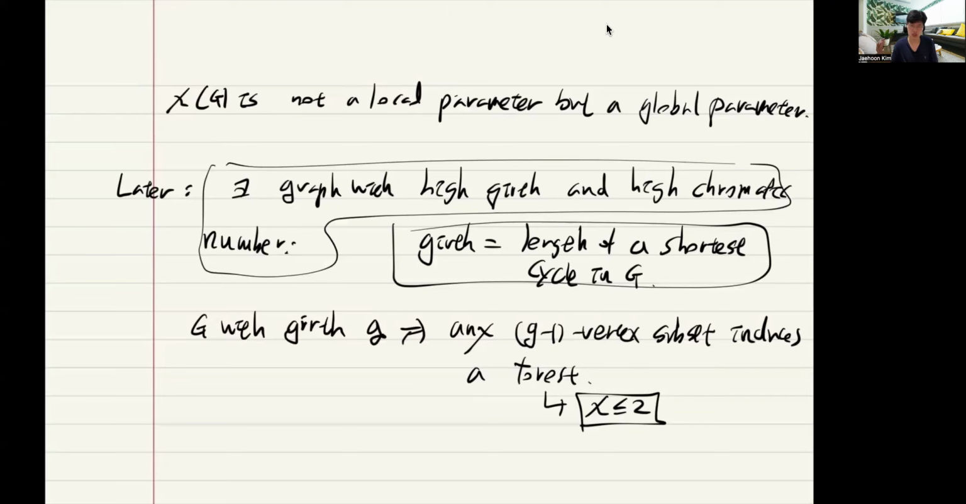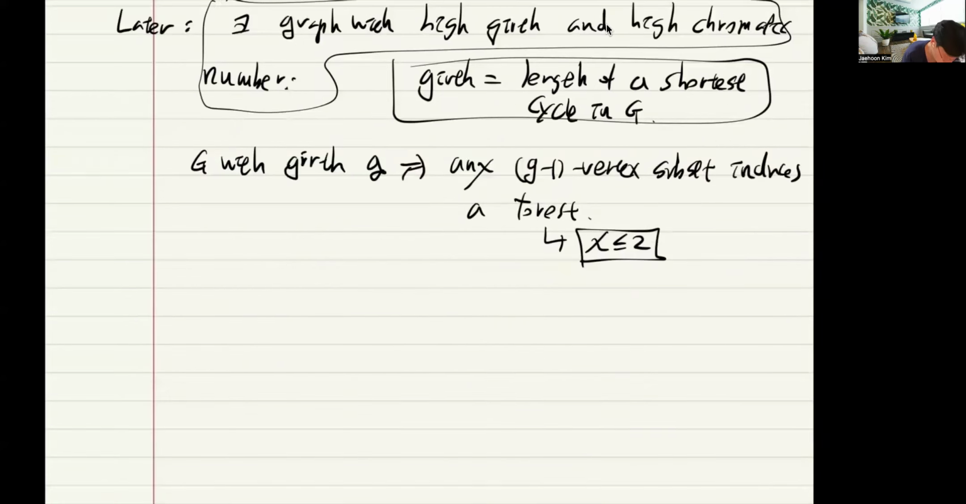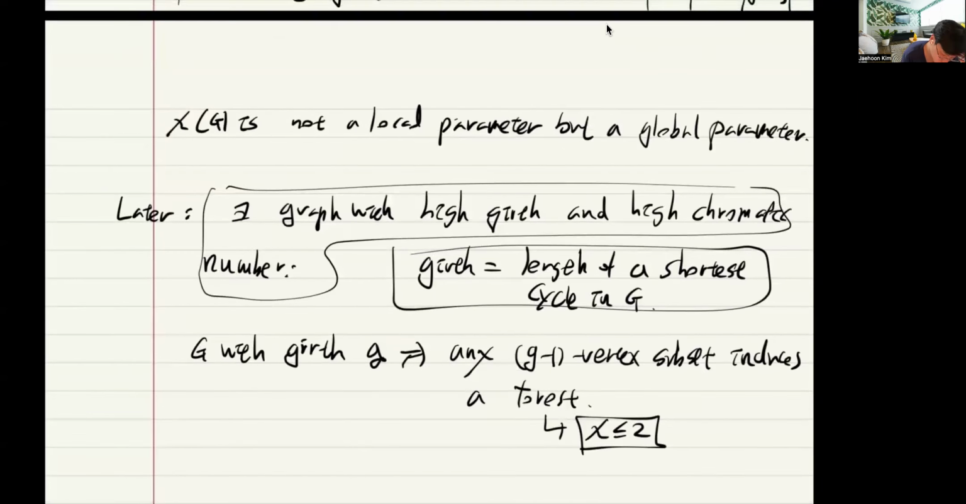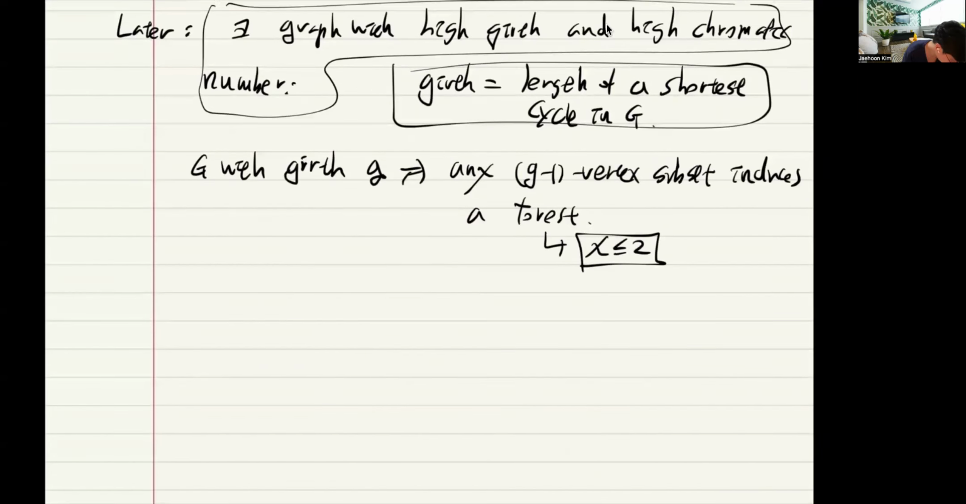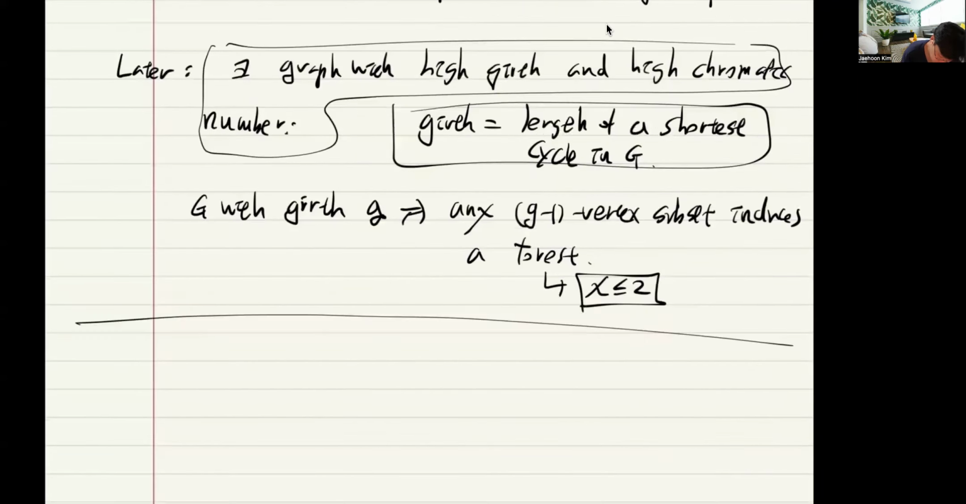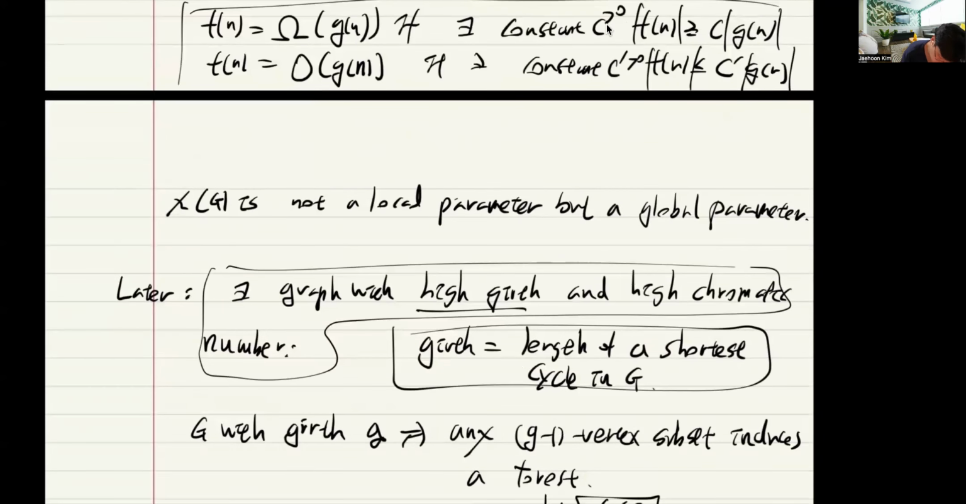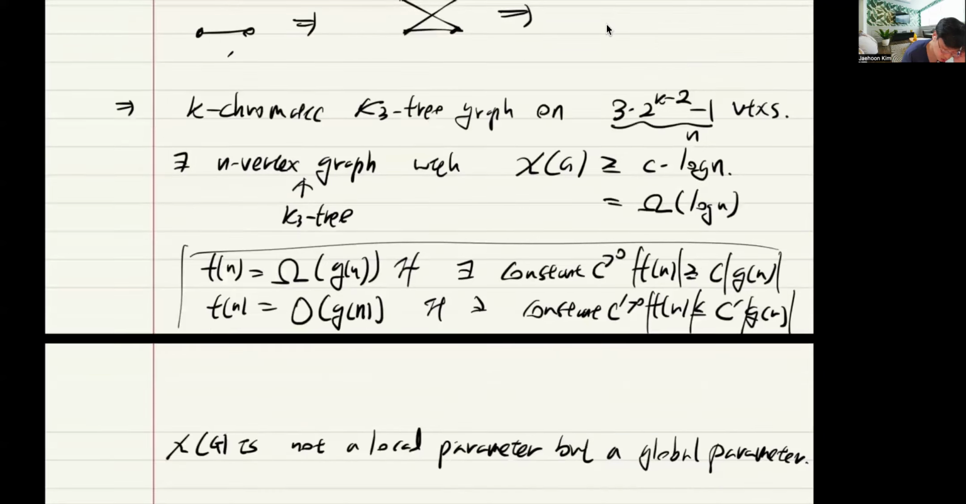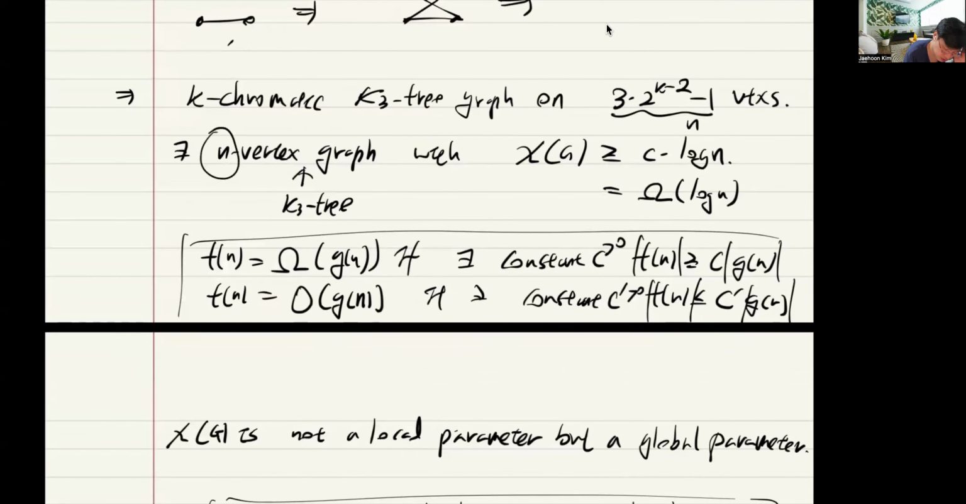So it shows that chromatic number is not really a local parameter, but more of a global parameter. On the other hand, the clique number alone does not bound the chromatic number. But if you have n as a parameter, then here it's some function of n.